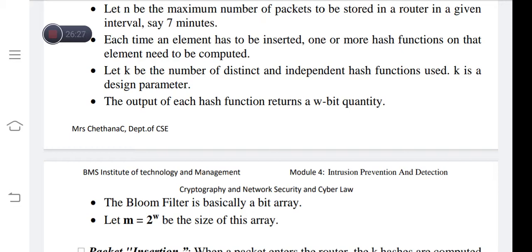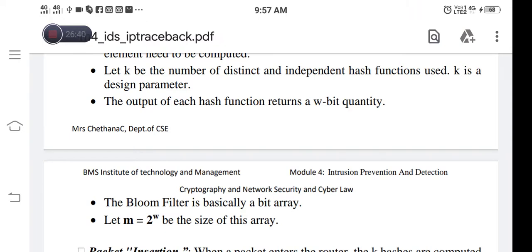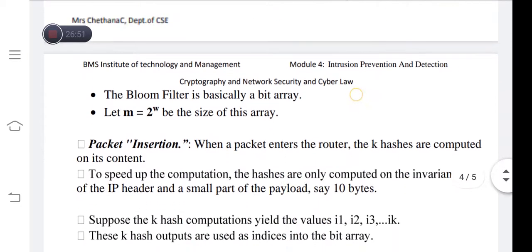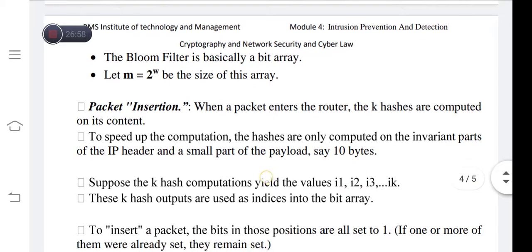Okay, and why are we using a hash function? Because we are using a packet fingerprint. The packet fingerprint, or digest, is obtained by using a hash function. Okay, so the output of the hash function will be a w-bit quantity, and since we are using the Bloom filter in the form of an array, the size of this Bloom filter is 2 to the power w. Okay, now let us see in this array how the packet insertion will be done.